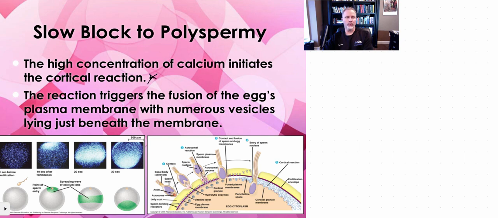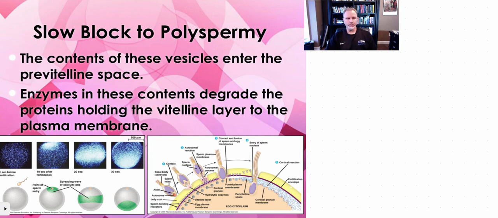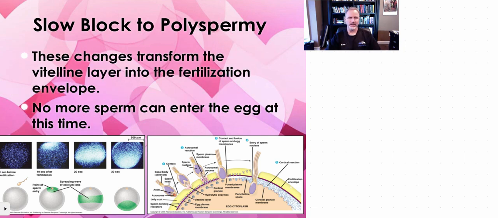Okay, and the cortical reaction is this part right here, where these cortical granules are all releasing their contents and forming this fertilization envelope, which is going to prevent multiple sperm from getting in. We talked about this process here, the perivitelline space. That's the space between the fertilization envelope and the actual egg itself, and this is what's holding these proteins to the plasma membrane, and these are the things that are getting broken down as this entire thing is forming.